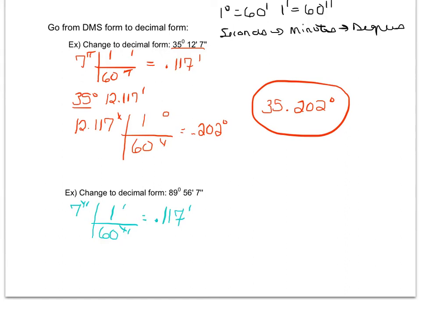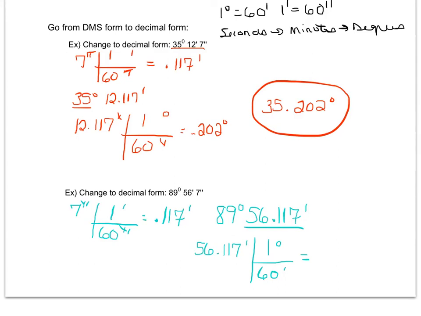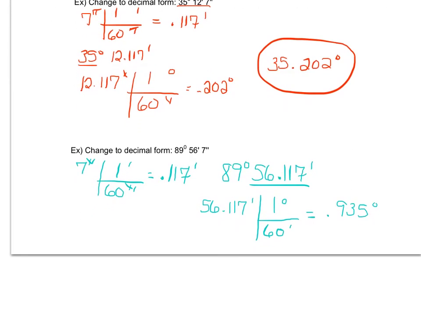I look at my information, and instead of saying I have 89 degrees, 57 minutes, and 7 seconds, I'm going to say I have 89 degrees and 56.117 minutes. Well, I want this to be one single answer, all in degrees, so I'm going to change my minutes to degrees by saying 56.117 minutes times, there's 60 minutes in 1 degree, so 56.117 times 1, then dividing by 60 gives me 0.935 degrees.